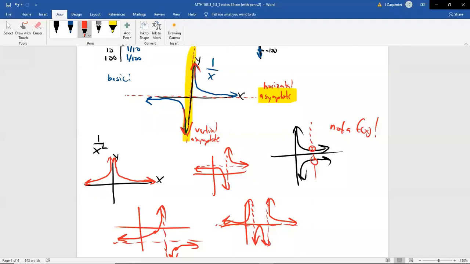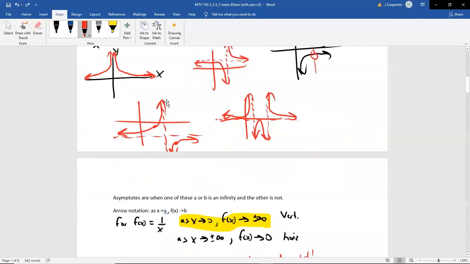Sometimes it's pointing in the same direction, sometimes they're pointing in opposite directions, and that's why we would need a point or two to establish that. So again, what I have highlighted here is what I just showed up there. As you move closer and closer to the origin, as your x gets closer to 0, this function in particular goes either up or down forever.